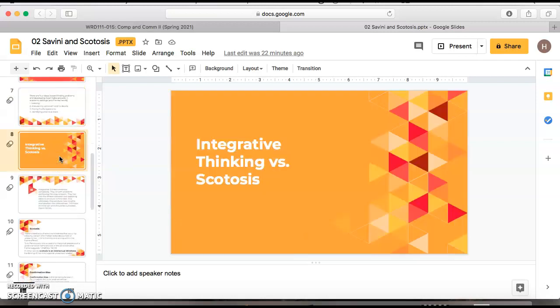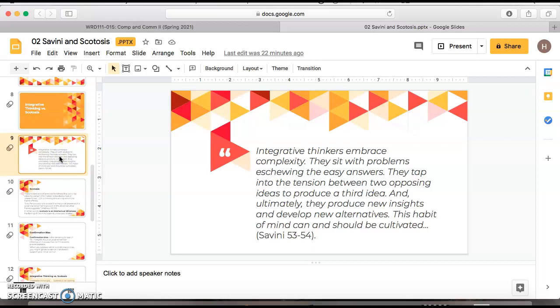So another thing that she brings up is this idea of integrative thinking versus schizosis. So integrative thinkers basically embrace complexity. They don't think of problems as having one solution. They don't think of them as having easy answers or easy solutions. They are okay with opposition. They're okay with being challenged. They're okay with developing new ideas, new alternatives to things. And this is a really important mindset to cultivate as academic thinkers and as college students and as adult people involved in the real world.